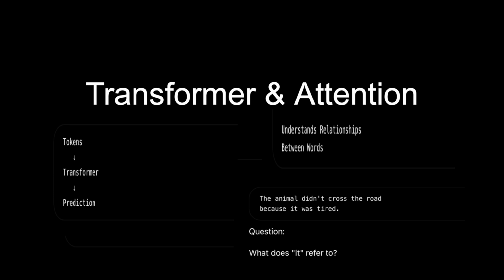Why was attention revolutionary? Before transformers, models struggled with long sentences. They forgot information. Attention allowed models to connect words across an entire sentence and eventually across entire documents.